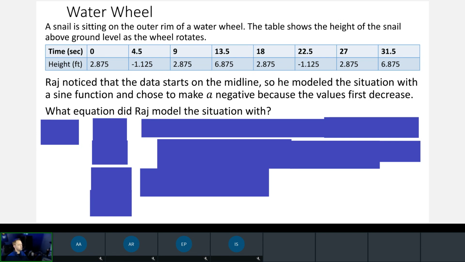What equation did Raj model the situation after? Okay. So we know the amplitude, and we know the period. We figured that out on the previous page. So that's given info from the first page.